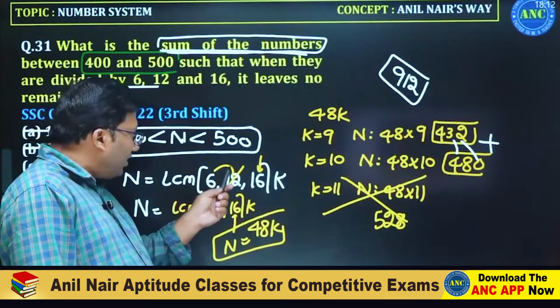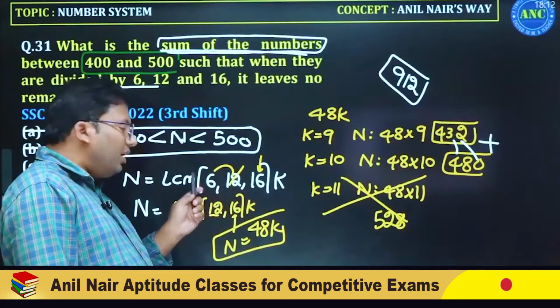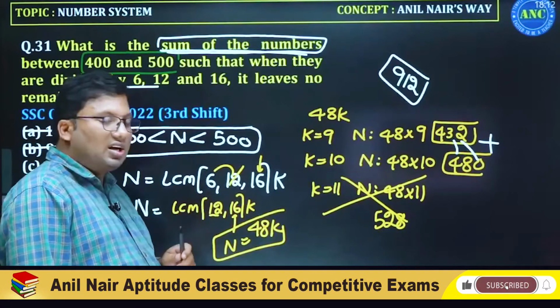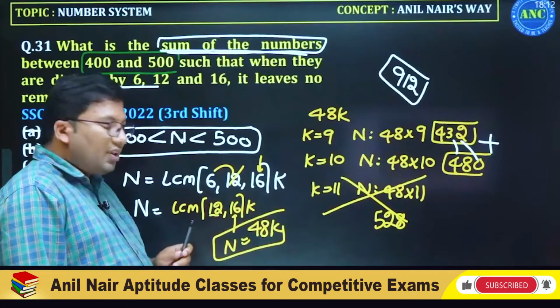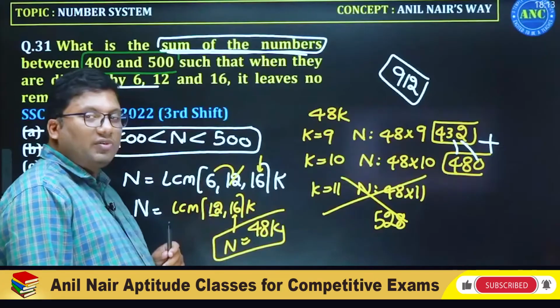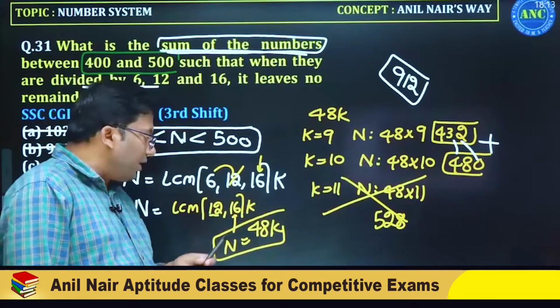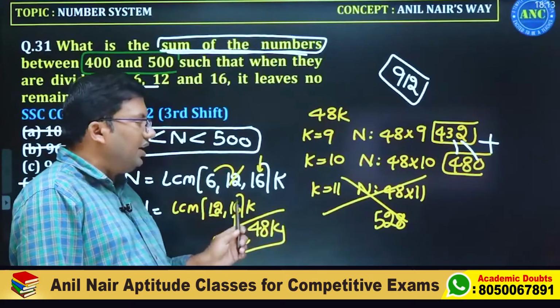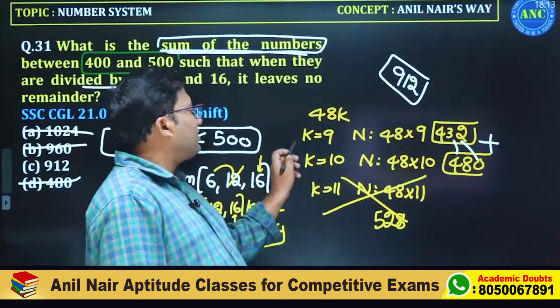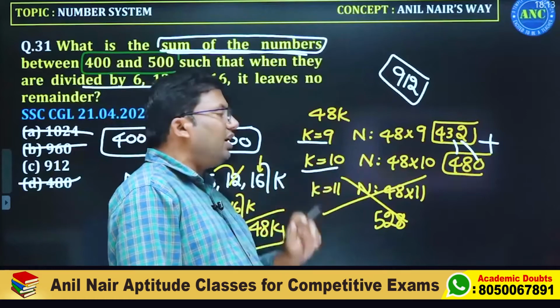LCM of 6, 12, 16. 12 is already a multiple of 6, so 6 is not required. 12 and 16: 16 is not divisible by 12. 12 contains 3 as a prime factor, so 16 times 3 is 48k. I substituted k equivalent to 9, k equivalent to 10.